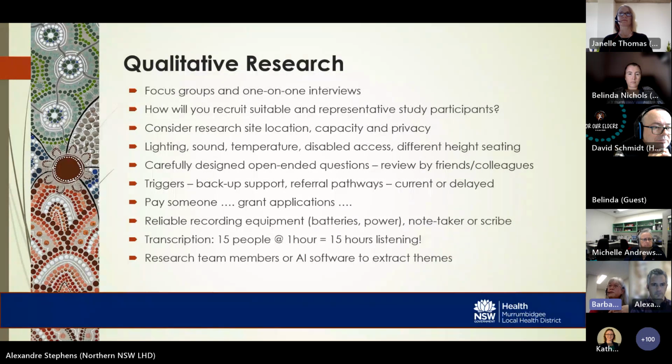Think carefully around the availability of space. You might think that the waiting room at 5 o'clock will be pretty quiet. It will until the cleaner walks in. So have a think about where you might conduct interviews, and also think about the comfort of the participants, lighting and sound, different levels of seating.